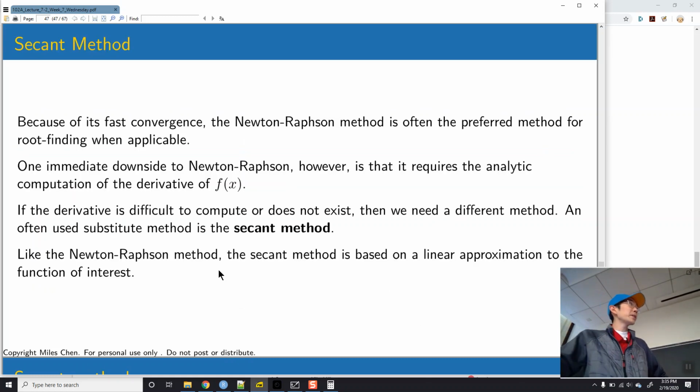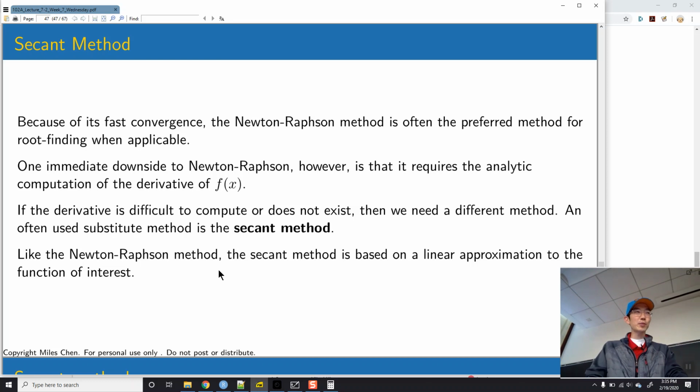All right, let's take a look at the secant method. The secant method is similar to the Newton-Raphson method. But you might say, well, I don't want to do the Newton-Raphson method because I have to figure out a derivative. Sometimes this happens: you have a function and you don't want to bother figuring out the derivative. Well, you can use the secant method.